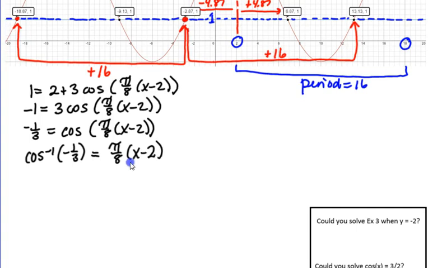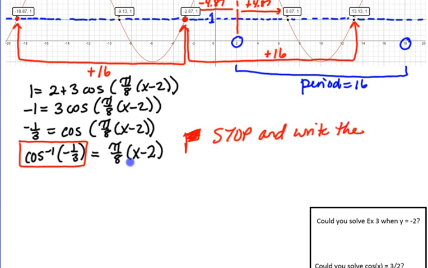Now this is very, very important at this point. Red flag this. At this stage of the game, when you see inverse cosine of something, you have to stop and write the general solution for inverse cosine. If you keep solving for x right now, you will only get one correct solution, and all the other solutions will be incorrect. So you need to stop and write the general solution and then continue solving for x. So in other words, I'm going to replace inverse cosine of negative 1/3 with plus or minus inverse cosine of negative 1/3 plus 2 pi n.